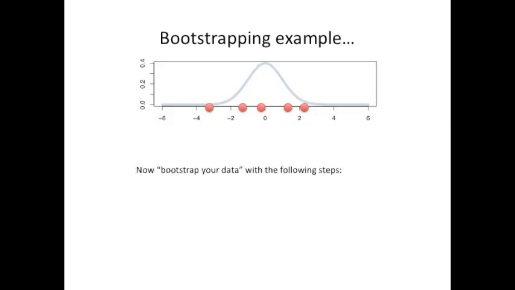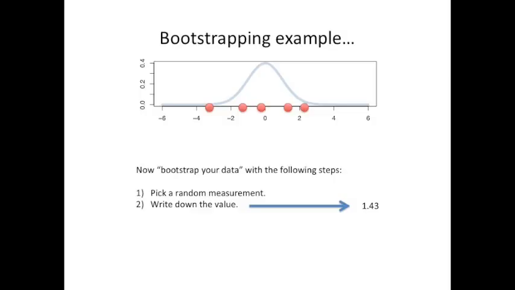Here's a bootstrapping example. Just like before, we have an experiment where we took 5 measurements. As an aside, usually for bootstrapping, it's good to have 10 or more measurements in a single experiment. Now, we bootstrap our data with the following steps. First, we pick a random measurement from the sample that we just took. This random measurement isn't a new measurement that we haven't taken before. It's not a new number that we haven't seen. It's part of the sample that we already have.